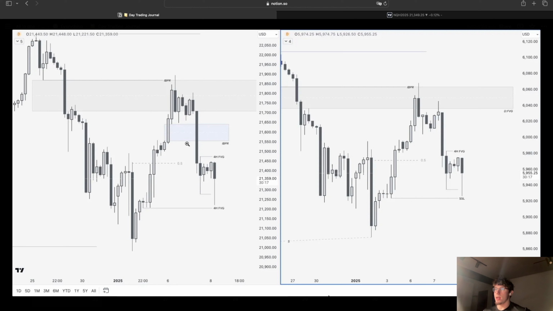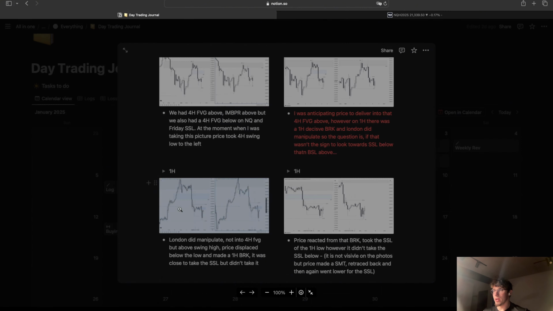4 hour. On 4 hour, I was looking for this imbalance price range here. I was looking for this 4 hour FVG. However, I mentioned that there was also this 4 hour FVG. Swing low here, swing low here, and because price took this swing low, I was looking for a retracement into the internal of the range, then continue lower. So that was 4 hour.